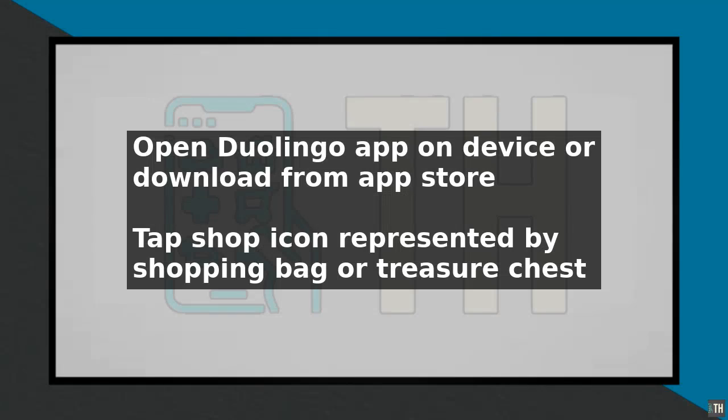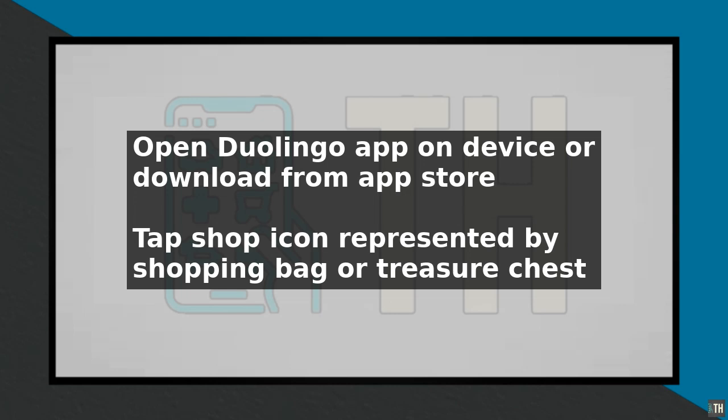To redeem a promo code on Duolingo, start by opening the Duolingo app on your device. If you do not have the app, download and install it from the App Store. Once the app is open, tap on the shop icon, which is usually represented by a shopping bag or a treasure chest. In the shop, scroll down to the Promotions section and tap on the Redeem a Promo Code option.